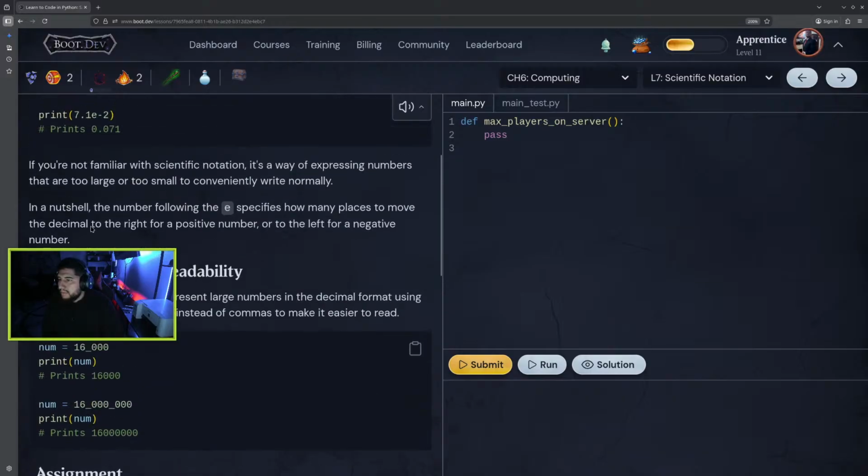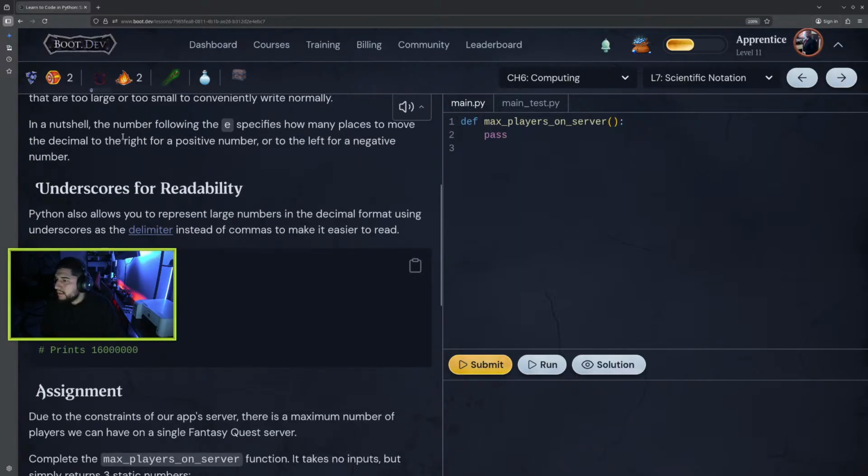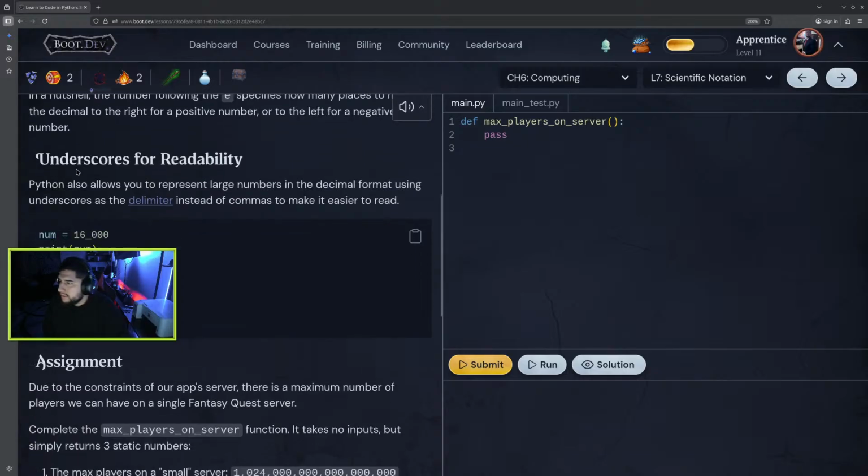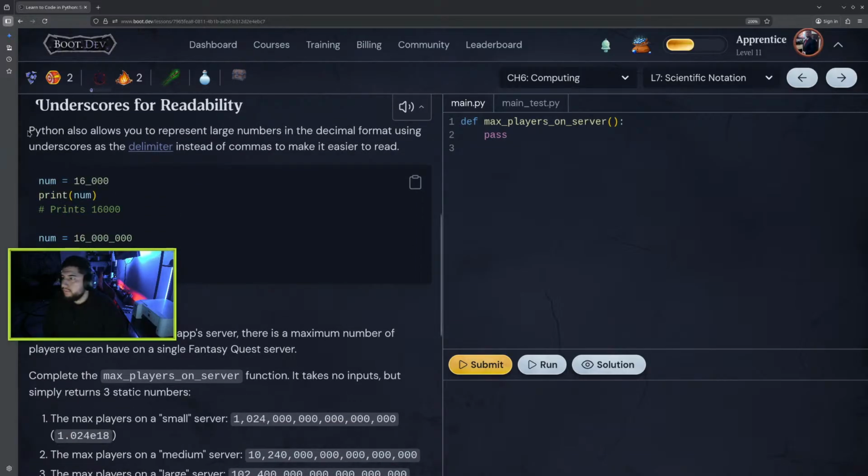If you're not familiar with scientific notation, it is a way of expressing numbers that are too large or too small to conveniently write normally. In a nutshell, the number following the E specifies how many places to move the decimal to the right for a positive number, or to the left for a negative number. I should have just continued reading. It would have been quicker, instead of going to Wikipedia and trying to search for it. My bad, you guys, or trying to teach you myself.